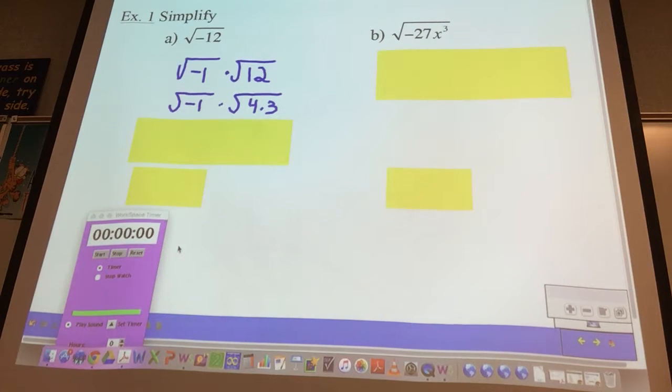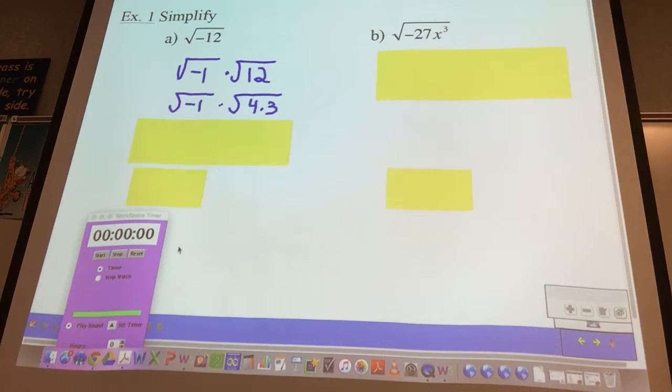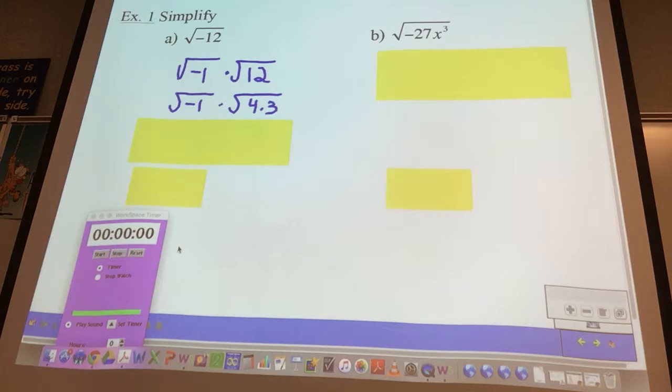Okay, so all the stuff in the past still is a part of it, and you still have to be looking for perfect squares, or if it's a third root, you have to look for perfect cubes. But now all we're going to do is look and see what goes out of the house and what stays in the house.